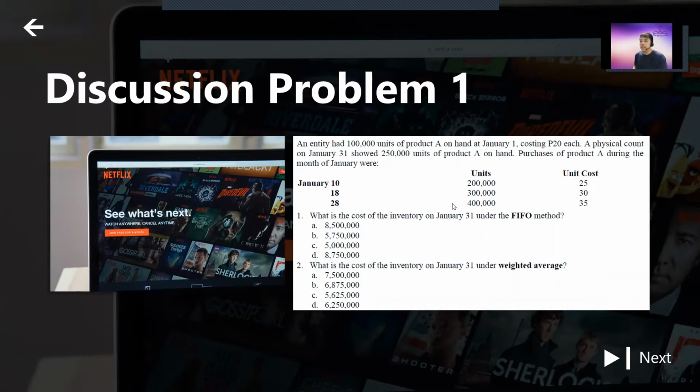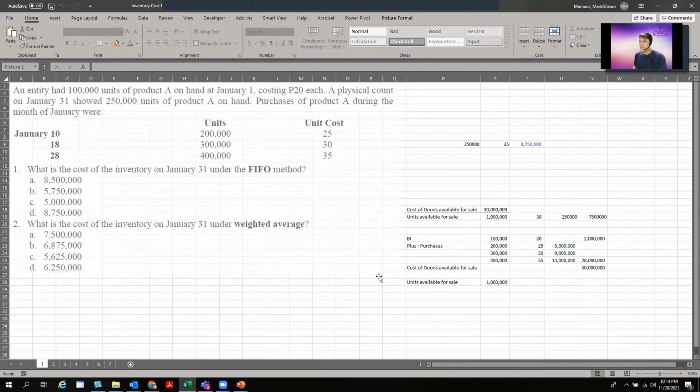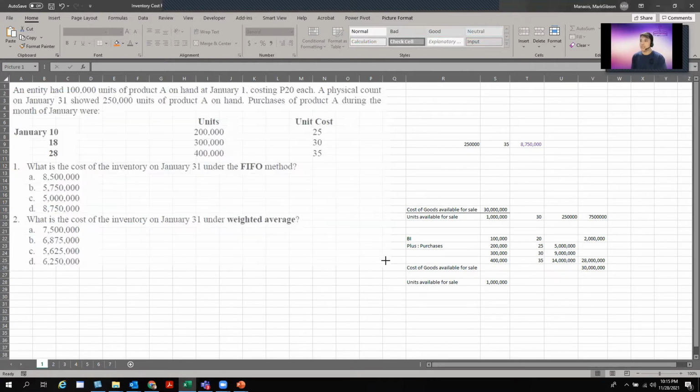So let's have problem number one. Okay, so here you go. Let me read the problem. An entity had 100,000 units of product A on hand at January 1, costing 20 pesos each. A physical count on January 31 showed 250,000 units of product A on hand. Purchases of product A during the month of January were January 10, 200,000 at 25 pesos; January 18, 300,000 units at 30 pesos; and January 28, 400,000 at 35 pesos.